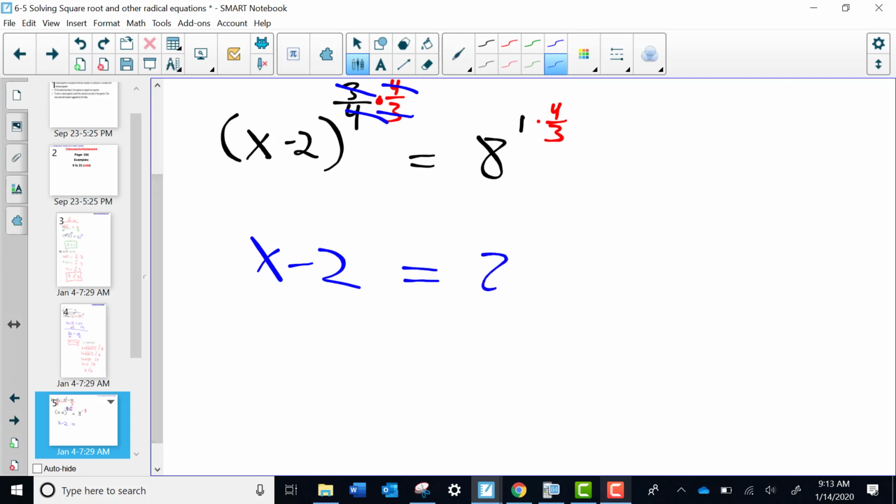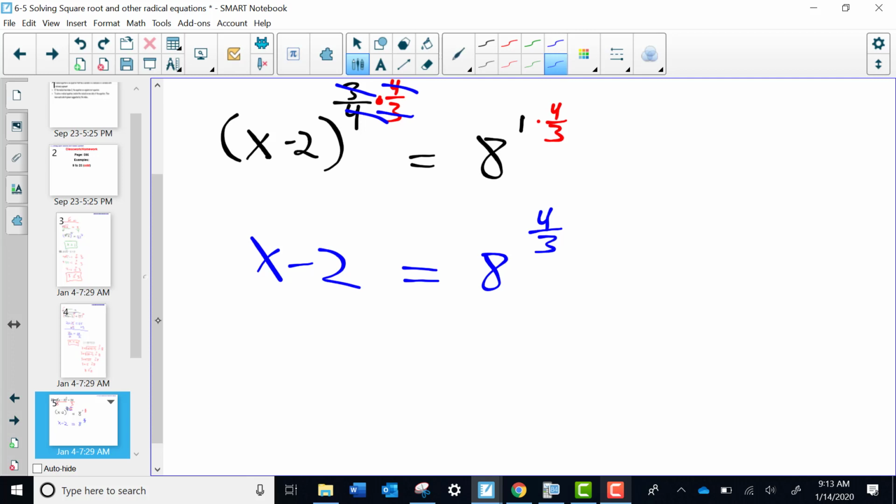So this is 8 to the 4/3 power. What is 8 to the 4/3? You have calculators. You could convert it to radical form. If you want to do it algebraically, it's up to you. What is 8 to the 4/3?